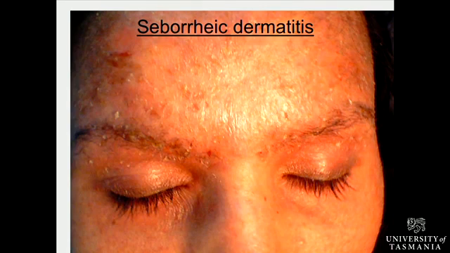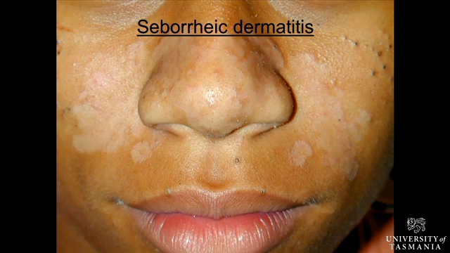And there's basically dandruff below the hairline. It's seborrheic dermatitis. All flaky, you scrape that off, full of yeast. Somebody unlucky with it on their face. So this is tinea versicolor on the face.